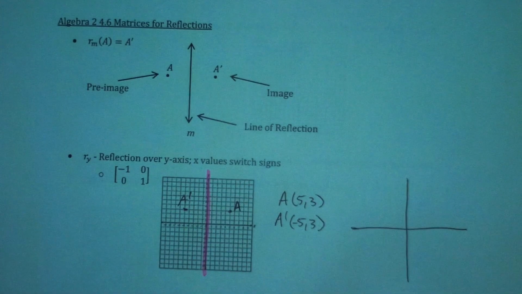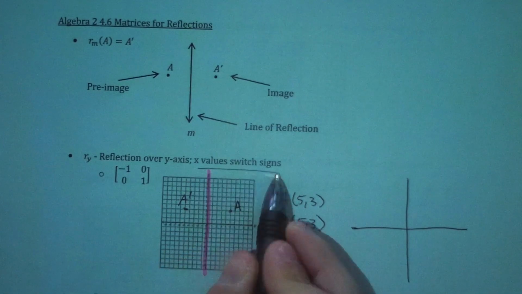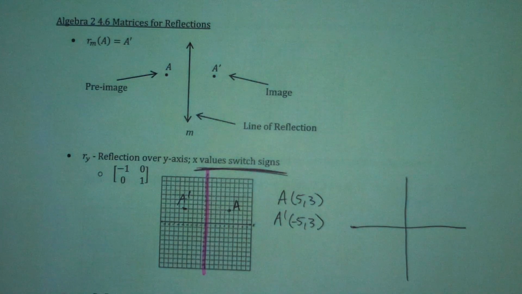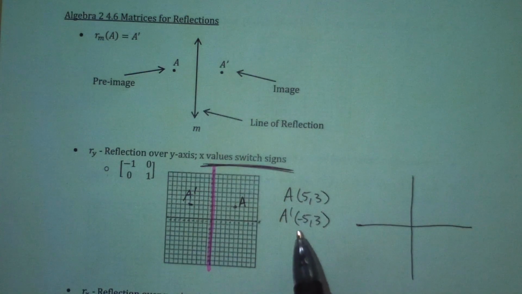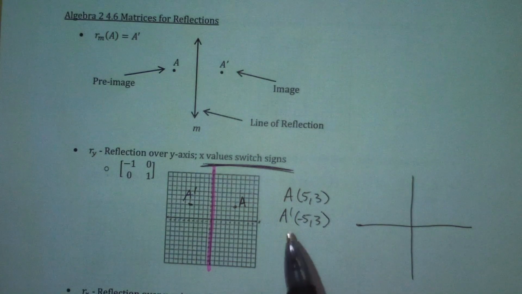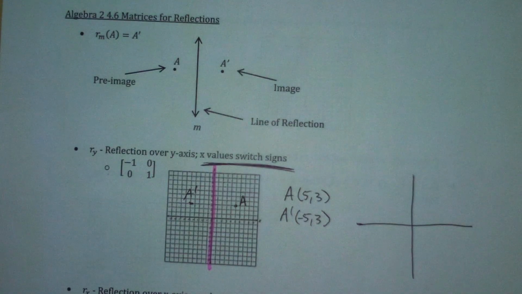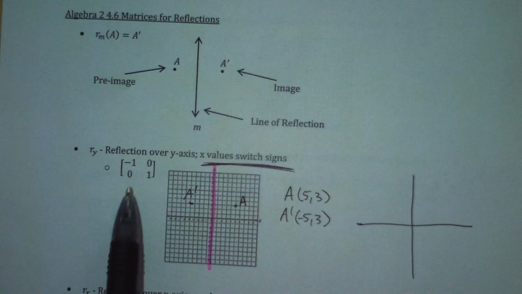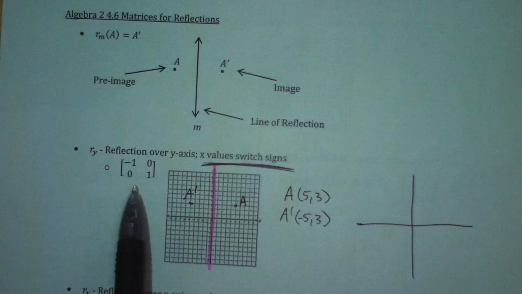And if that's difficult for you to remember, or you're doing it with stuff that's not on a graph, your x value is always going to switch signs. Whatever your x value is, it's just switching to the opposite side. So if it started negative, it switches to positive. If it starts positive, it switches to negative. And then if we multiply all our ordered pairs by this matrix out here, that will give us a reflection. It'll take all those points and reflect them.